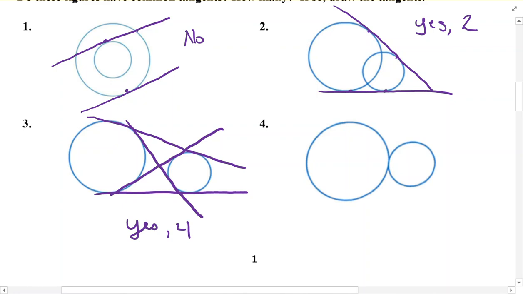And number 4, does it have common tangents? We know from previous that these two circles intersect at one place, so we have the tangent that goes this way. We also have one that goes this way. Oops, I drew it with 2 intersection points, sorry. This way and this way. So this picture here has 3 tangents.